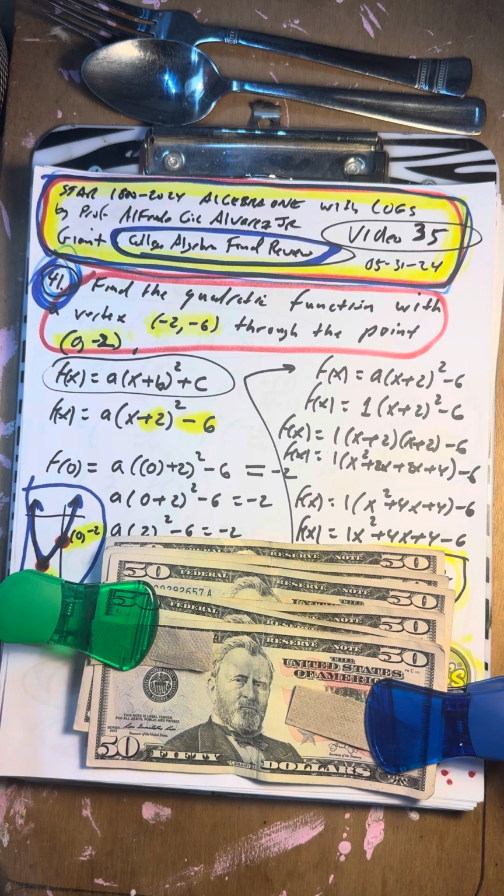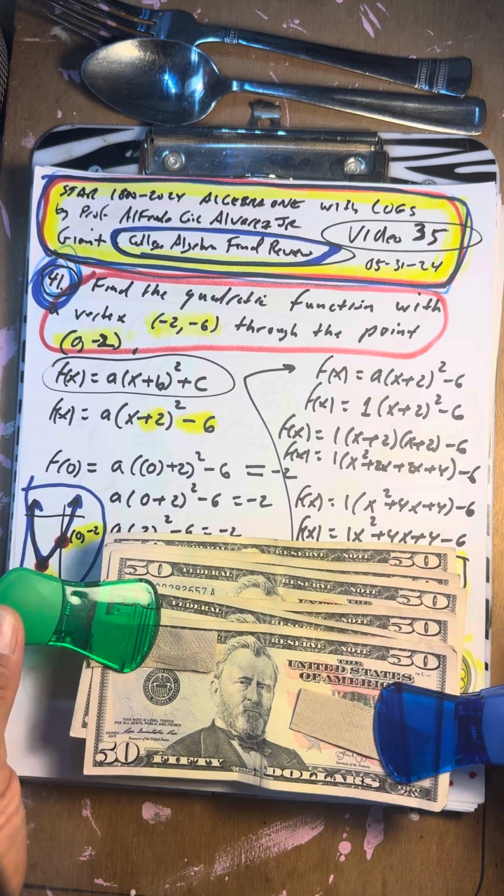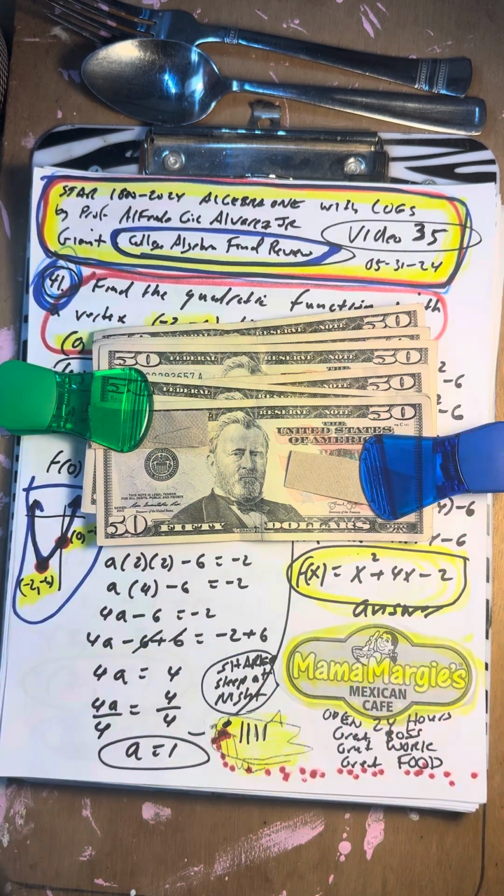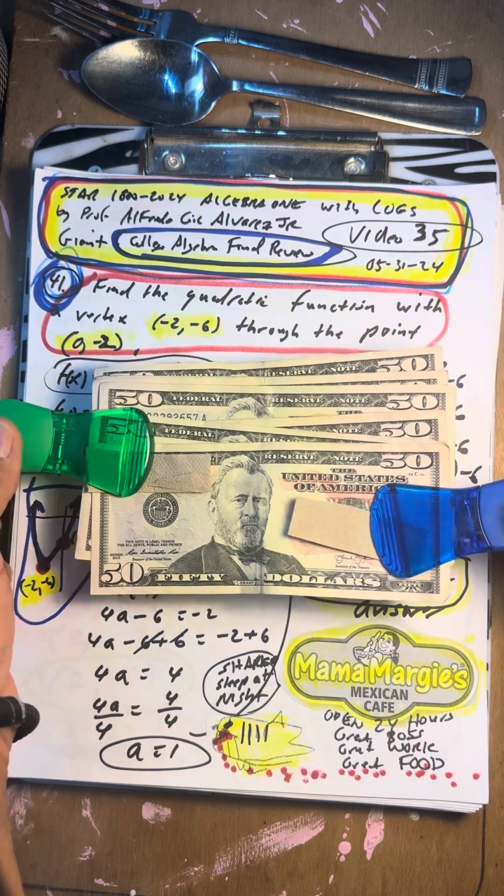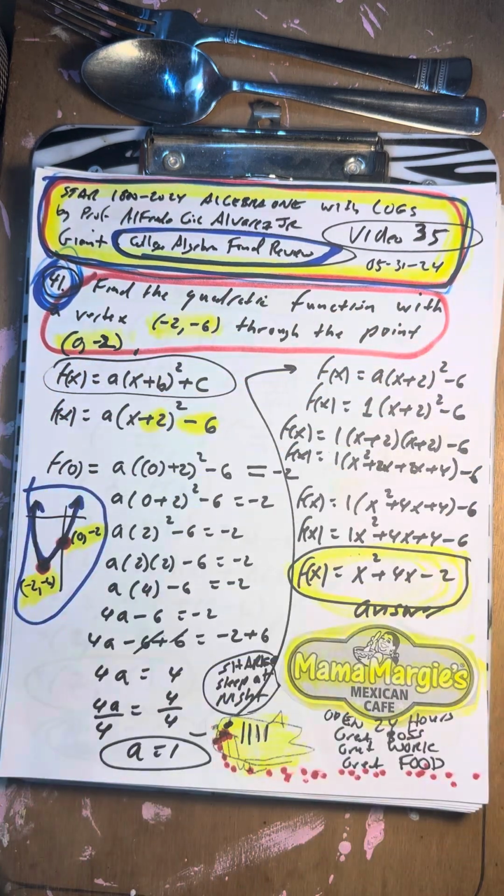Okay, before we do this, you need money for tuition, fees, books, college stuff like that. Walmart is open 24 hours, great boss, great work, great food. You can work there, get lots of money if you want to. But let's say you have lots of money, you don't need it.